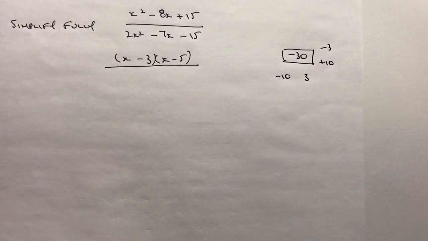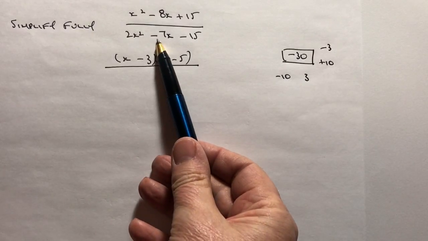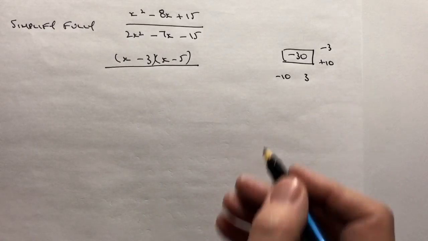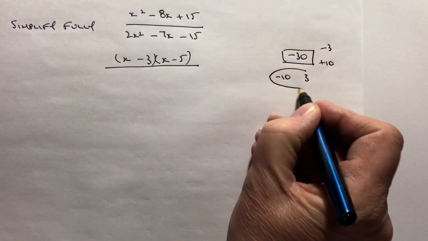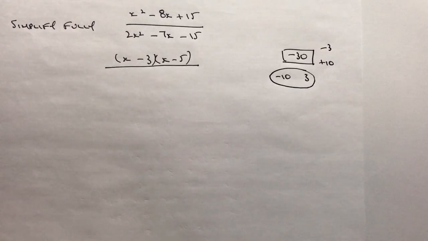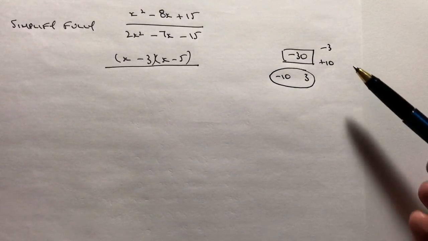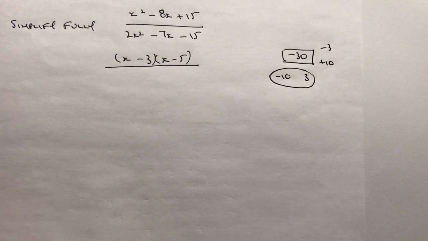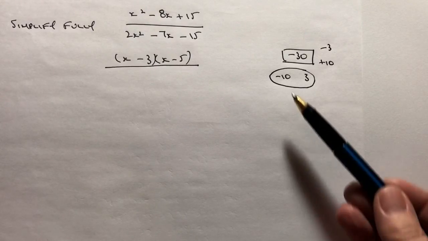I could also have 6 and 5 if I wanted to. However, I've got to choose factors that when I add them together will make minus 7. And if I have a look at these two here, they will do that. If I add minus 10 plus 3, I'm going to get minus 7. But the same can't be said for this, because if I add together minus 3 and plus 10, I'm going to get plus 7. So actually the set of factors that I need to use is this one here.